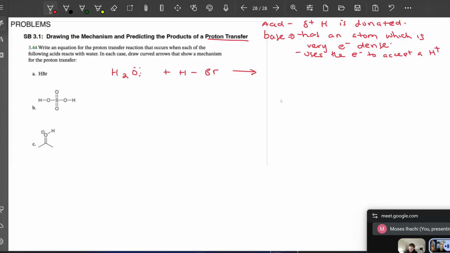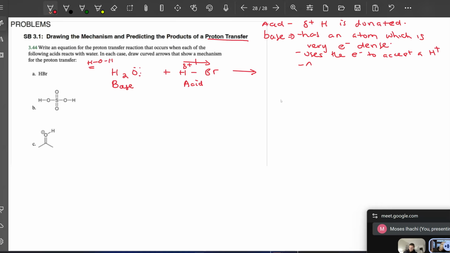Okay. So I can tell, because of the huge difference in electronegativity, this hydrogen will be partially positive, more than the one in water, because bromine is more electronegative than oxygen. So this has no choice but to play the role of an acid. This has no choice but to play the role of a base.